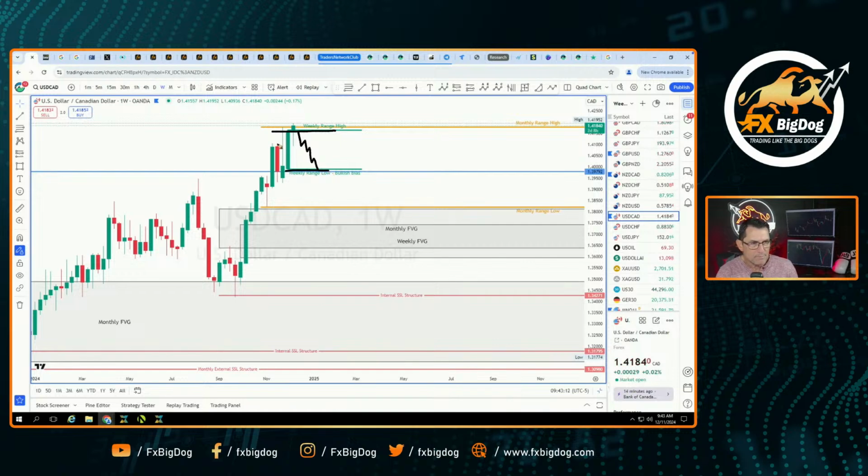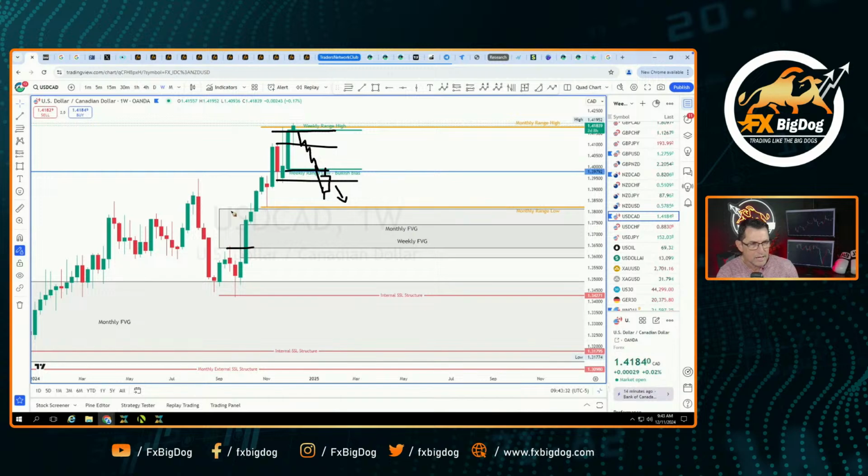Now, we see a big order block sitting over here. We want to see price actually displace below that order block. And if we do displace below the order block right here, then we are going to anticipate price to continue to work its way back down to where we see now a weekly and monthly fair value gap. So we've got the weekly and the monthly fair value gap. You can see right here, this is on the weekly time frame.